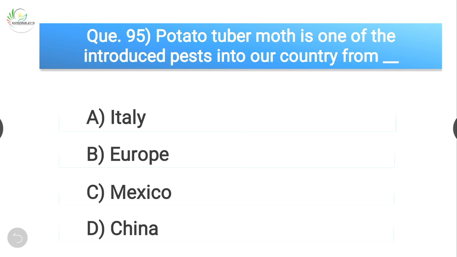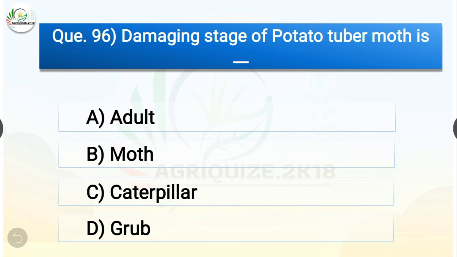Question number 96. Damaging stage of potato tuber moth is dash. The options are adult, moth, caterpillar, or grub. The correct answer is option C, caterpillar. So damaging stage of potato tuber moth is caterpillar. The caterpillar acts as a leaf miner in field, boring into the petiole and main shoots, and at later stages attacks underground tubers.